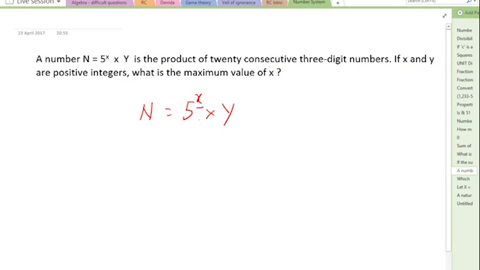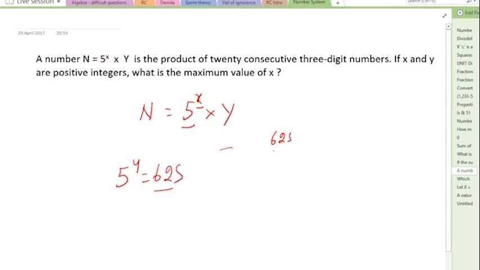To maximize x, we need the maximum powers of 5. And since it's a 3-digit number, the 3-digit number with maximum power of 5 is 5 to the power 4 equal to 625. And we'll see a bit more of this in the next class when we'll be discussing the number of zeros in n factorial and so on and so forth. There you will get to this concept again. But right now also you can solve this. 5 to the power 4 is equal to 625. 625 is the number with maximum powers of 5 in 3-digit numbers. So these 20 consecutive 3-digit numbers should include 625. And then you can choose any 20 around 625.